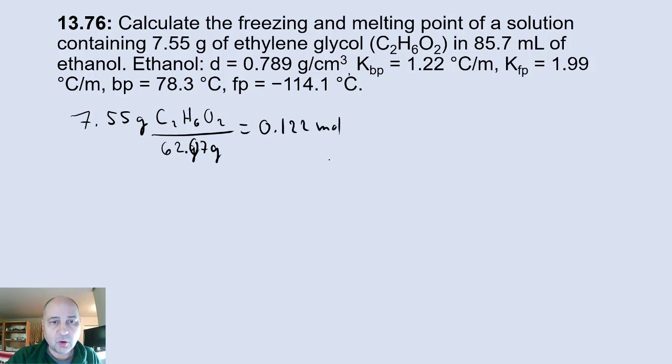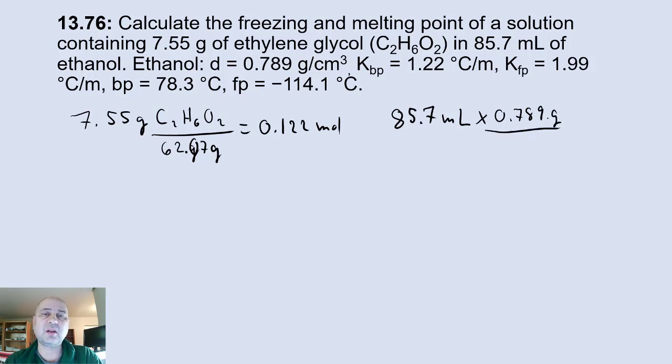0.122 moles. Of course, ethanol has a much lower density than water, so I have to apply that to the milliliters. I can't just use 85.7 grams. That's not true. We have 85.7 milliliters, and we apply the density to that, 0.789 grams per cubic centimeter. A cubic centimeter is the same thing as a milliliter, so it works out perfectly. We can just replace cubic centimeters with milliliter so that our units cancel.